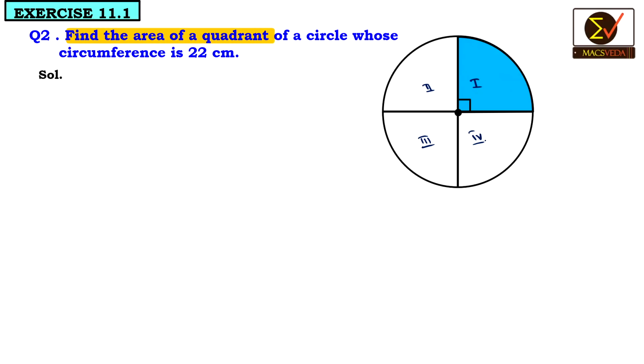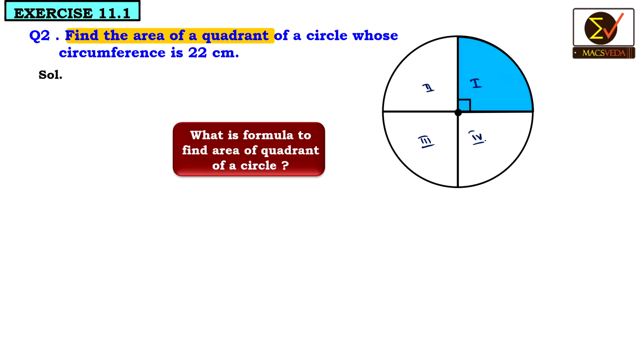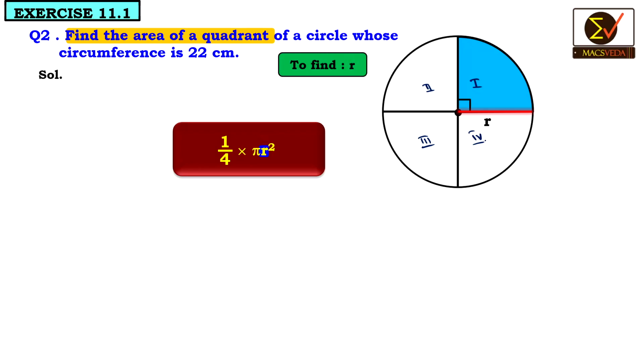Now we need to find area of quadrant. What is the formula to find area of quadrant of a circle? See, quadrant means 1/4 of the circle. So area of the quadrant of the circle is 1/4 of area of the circle. That is 1/4 pi r square. Fine. What is r here? In the problem, the radius is not given. R is radius. So first find radius.